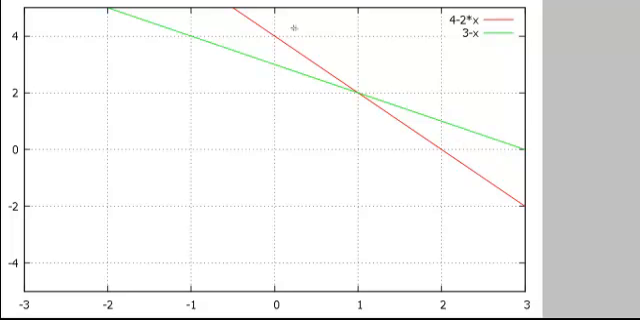Now do the same thing for the other equation. So we had 2x plus y is equal to 4. Subtract 2x from both sides and you'll get y is equal to 4 minus 2x. That's the red line. So you draw the green and the red line, and you'd see that they intersect at the point 1, 2. So when x is equal to 1, y is equal to 2. And that's the same answer that we got when we solved the simultaneous equation algebraically.